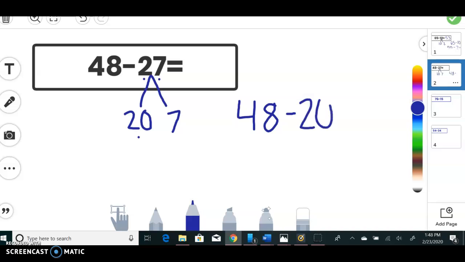48 minus 20 equals, now the quickest way to get this answer is by, again, looking at the numbers in the tens place. We don't even want to look at the ones yet. So what is 4 minus 2? You can use your fingers for this one. Even if you are not sure, you can always check on your fingers for this one. Did you say 2? That's correct. And now the digit in the ones place stays the same.